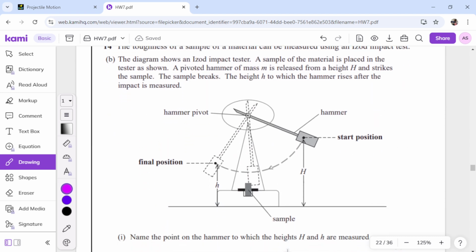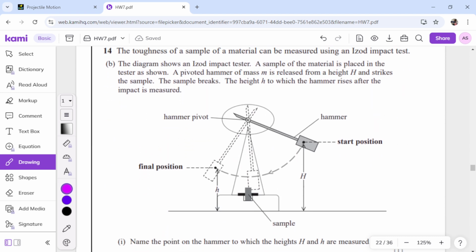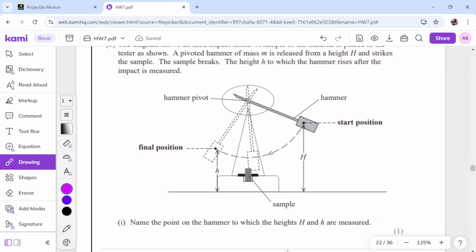Now let's move to the next question, question 14. The toughness of a sample of a material can be measured using an Izod impact test. The diagram shows the Izod impact tester. A sample of the material is placed in the tester as shown. A pivoted hammer, so we have a pivoted hammer here, of mass m is released from a height h, so this is the initial height, and strikes the sample.